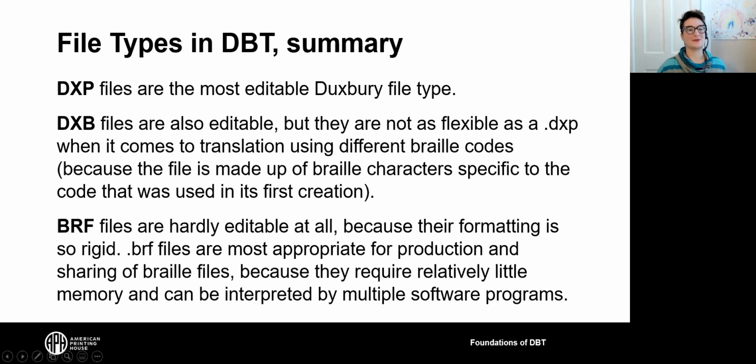So to review, I would say Duxbury Print files are the most editable Duxbury file type. Duxbury Braille files are also editable, but not as flexible as a DXP because they're made up of those ASCII characters that correspond to Braille cells. And a BRF, as far as editing is concerned, is very rigid, most often used for production and sharing back and forth of Braille files because they don't take up a lot of memory, because they don't have a lot of instructions in them. BRF files can even be opened by software programs that aren't for Braille translation at all.